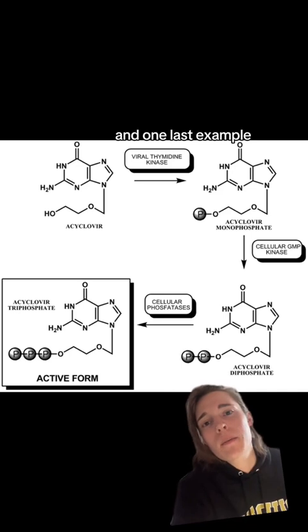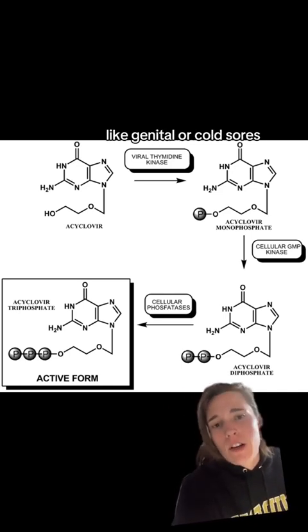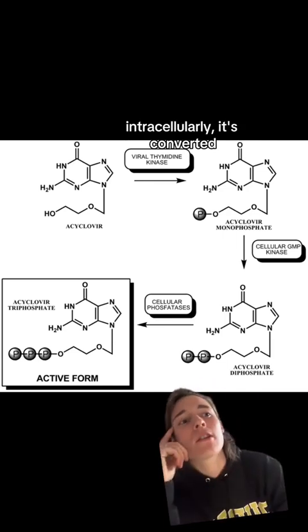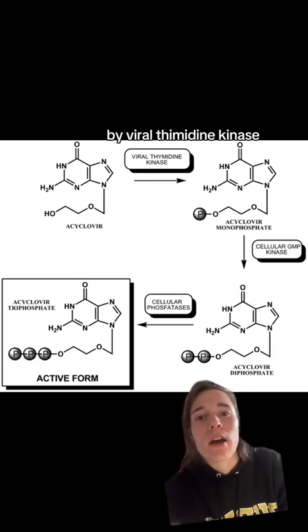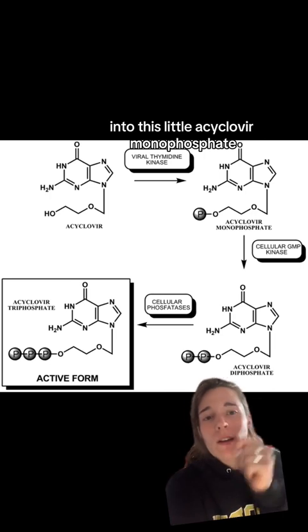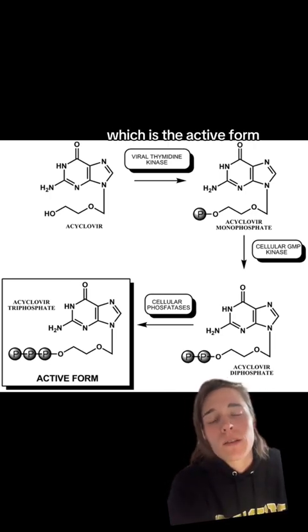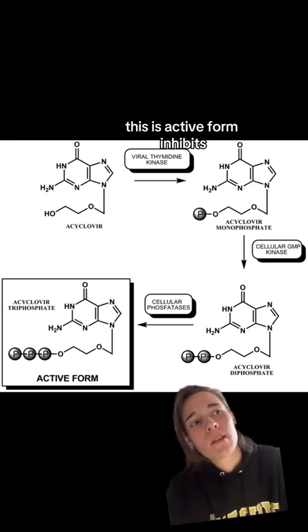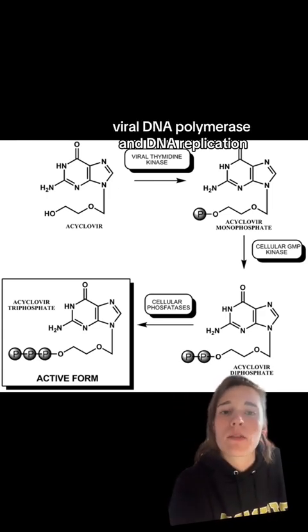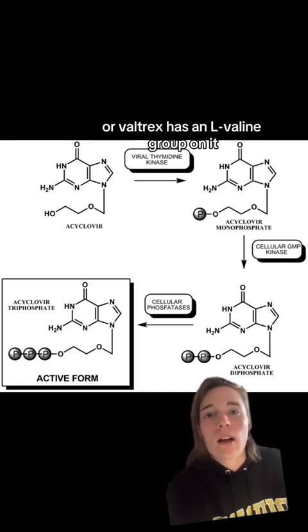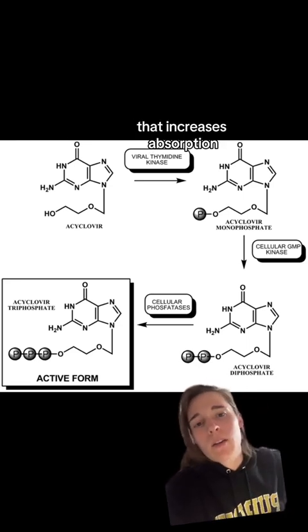And one last example is acyclovir. It's used for herpes like genital or cold sores. It's also used for shingles. Intracellularly, it's converted by viral thymidine kinase into acyclovir monophosphate, and then eventually to acyclovir triphosphate, which is the active form. So this active form inhibits viral DNA polymerase and DNA replication. I will mention that valacyclovir or Valtrex has an L-valine group on it that increases absorption.